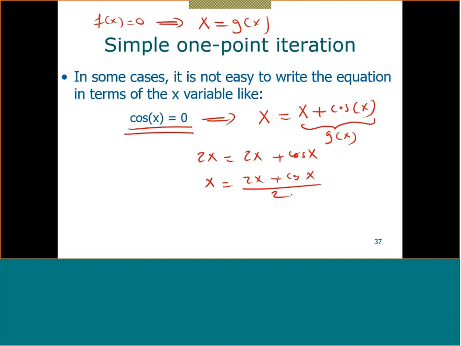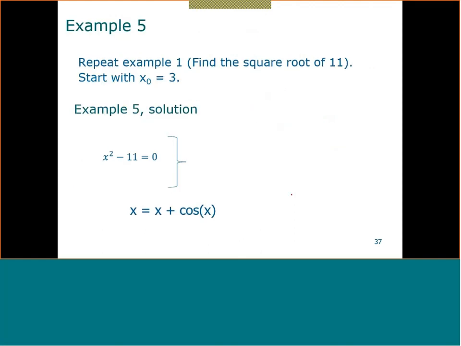So let's see this example. This is the same example we solved in the bisection method, and we start with x0 equal to 3. Now we know that the root is around this. If you know where your answer is lying around, then you start with something close by. That makes the convergence faster.